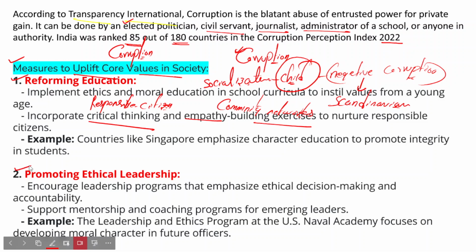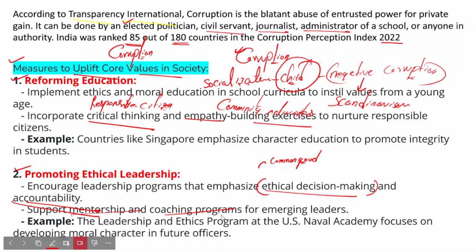After that, the promotion of ethical leadership is also very important, because when we promote ethical leadership, that results in ethical decision making. Ethical decision making is very important because it results in the common good. It is good for everyone: society, the community, the people, and the leader. That results in greater accountability for decisions taken by the leader. And for that, we need to support mentorship and coaching programs.